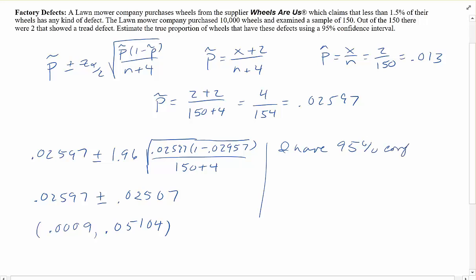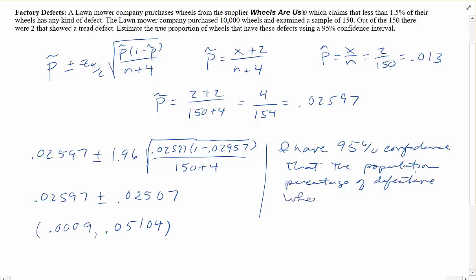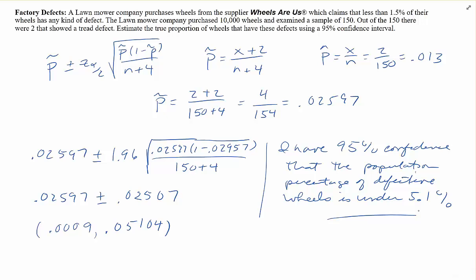So I have 95% confidence that the population percentage of defective wheels is under 5.1%. Now their claim says that it's less than 1.5%. Our confidence interval shows with 95% confidence that it's under 5.1%. So there is no contradiction there.